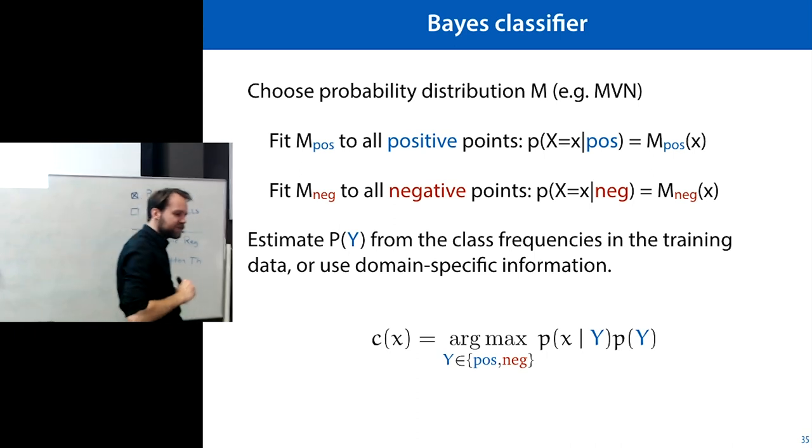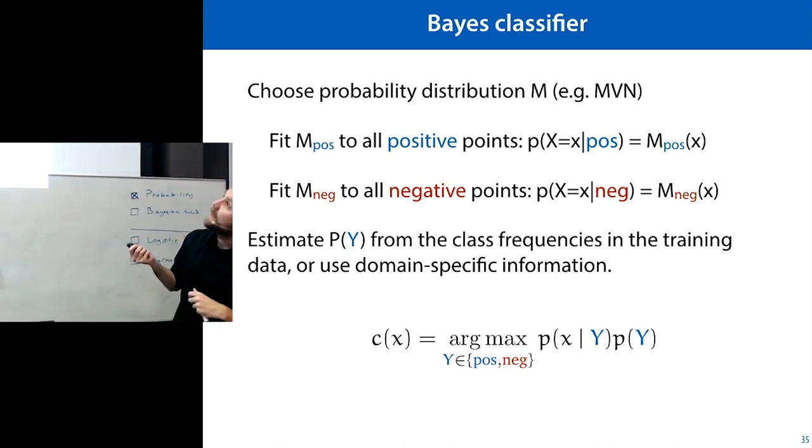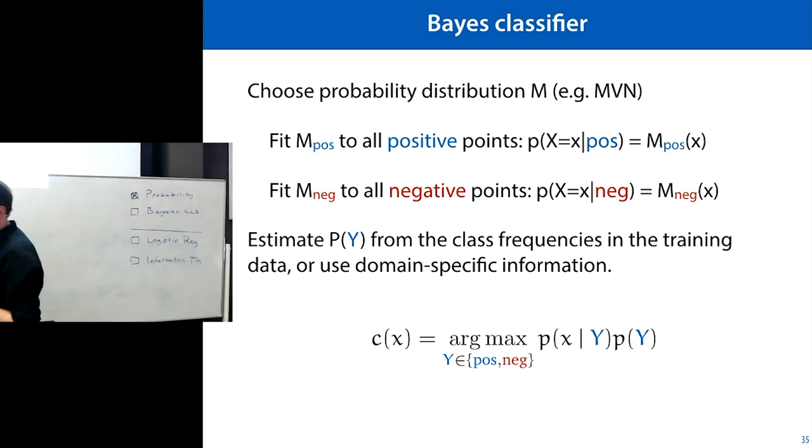So a simple approach for just a plain Bayes classifier would be to separate your point cloud into the positive points and the negative points, fit a distribution, let's say a multivariate normal distribution, to all the positive points and a distribution to all the negative points. So those are our conditional probabilities of the features given the class. So given that we're a positive point, this is the distribution on those points.